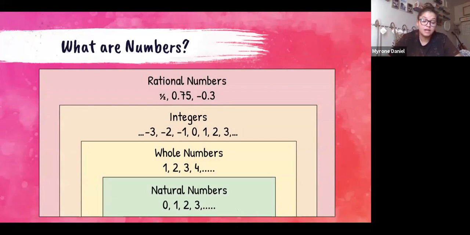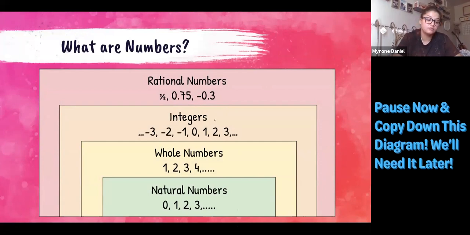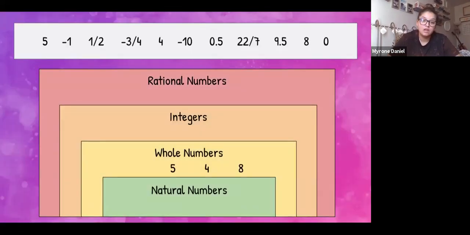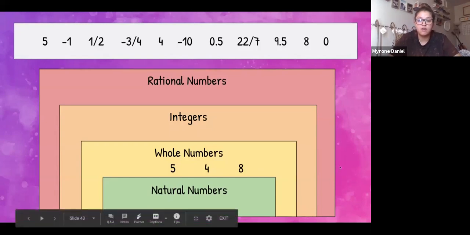Some, but not all. And then integers are also a subset of rational numbers. Integers could also be rational numbers, but rational numbers cannot all be integers. I have these numbers here, and it looks like I've already put some of them in there for you already, but let's go over them.